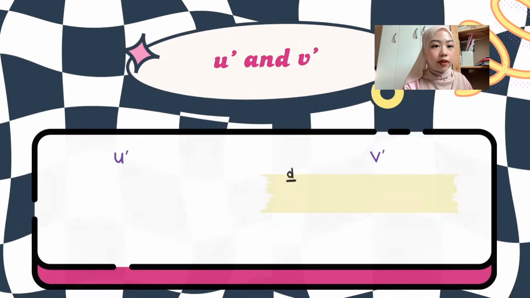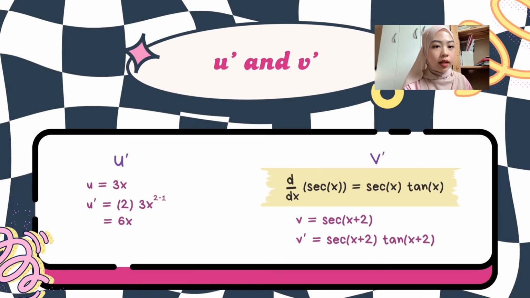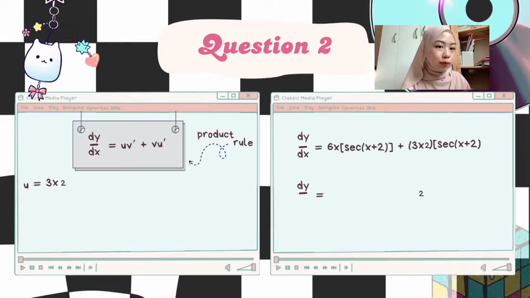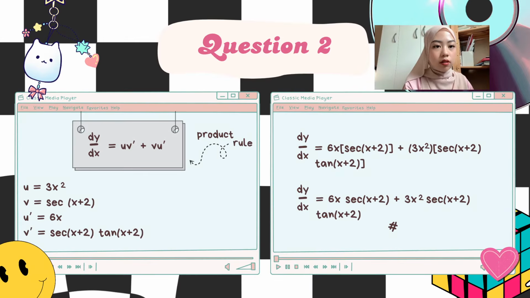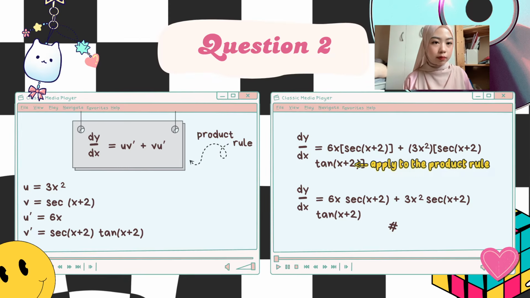Next, we must define the u prime and v prime. u prime we got 6x, meanwhile v prime we got sec(x plus 2) times tan(x plus 2). So guys, for part A, we can see the function is a product of two terms, 3x squared and sec(x plus 2). So we will use the product rule, which is dy/dx equals u v prime plus v u prime. We will apply it to the product rule.